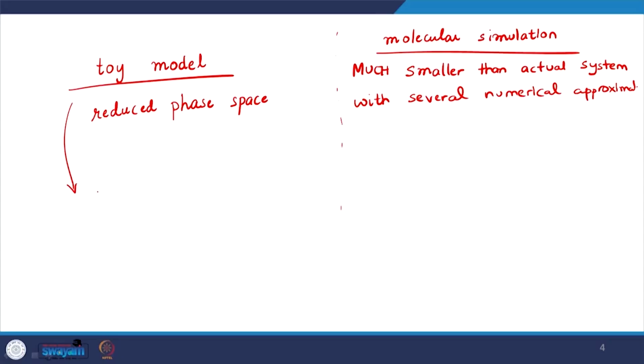So, although I will discuss a lattice model for liquid solutions, the possibilities of toy models are endless, right. You can imagine many kinds of models. But keep in mind, these toy models are not really same as the actual system at hand, because we are working with a reduced phase space. Clearly, it can be at best a good representation of the system, but it cannot be the same as the system, right?